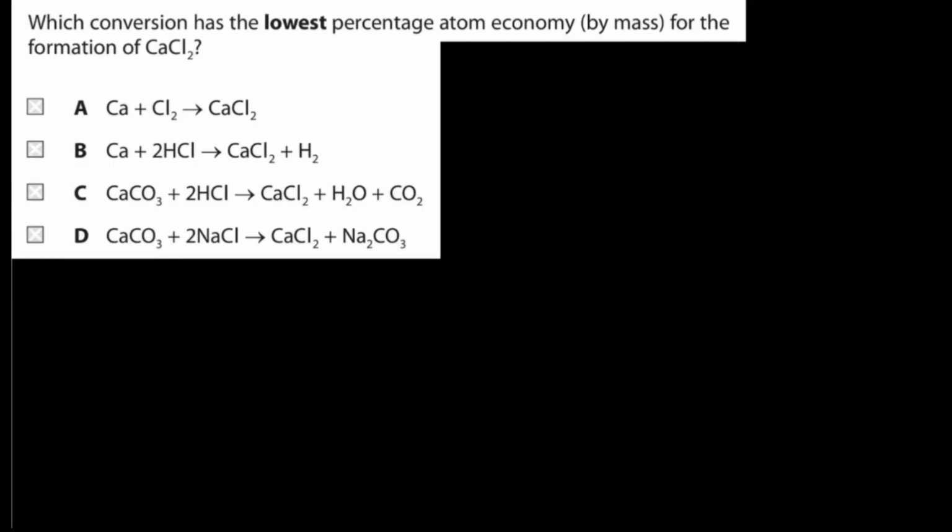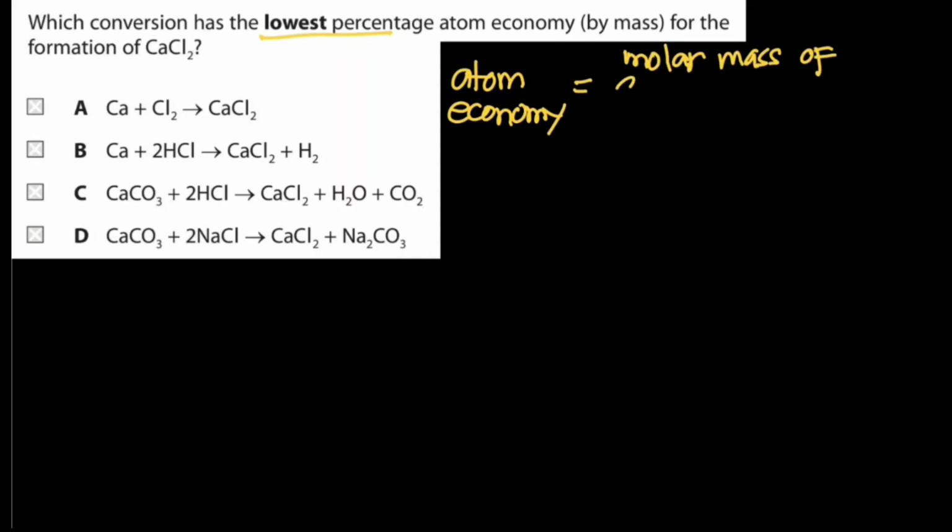Which conversion has the lowest percentage atom economy by mass for the formation of calcium chloride? So how do we calculate atom economy? Atom economy is just equal to the molar mass of the desired product.